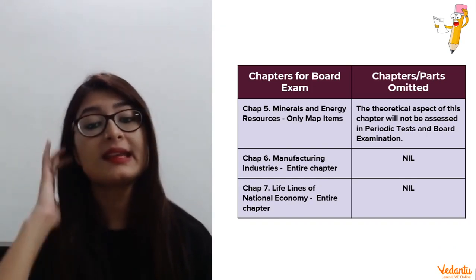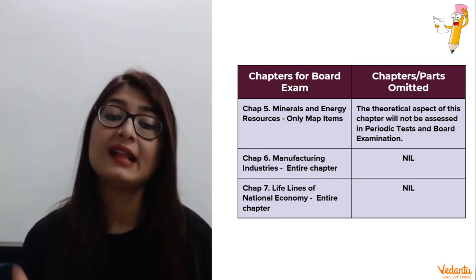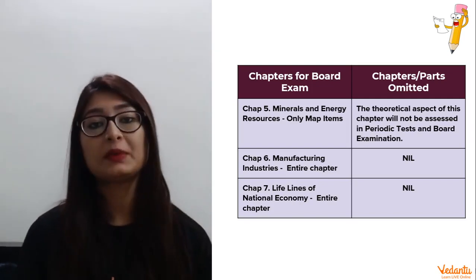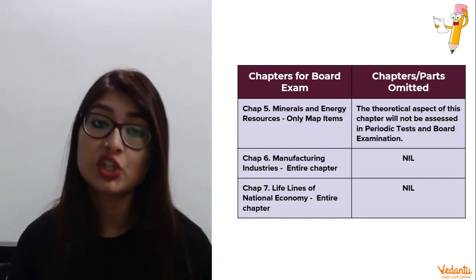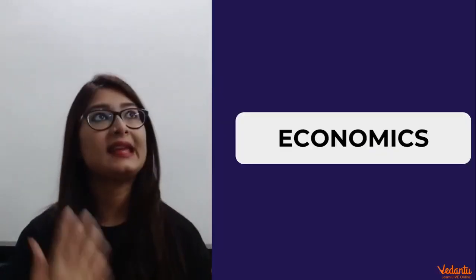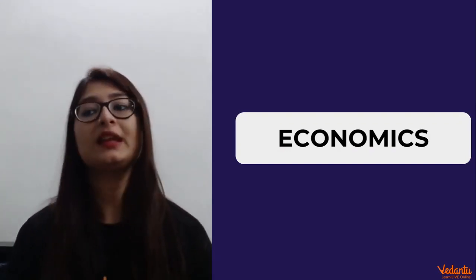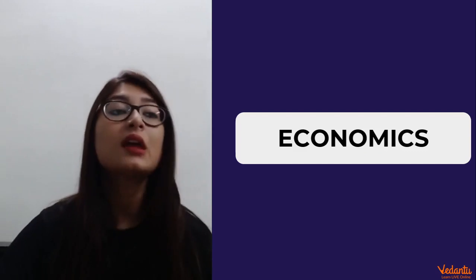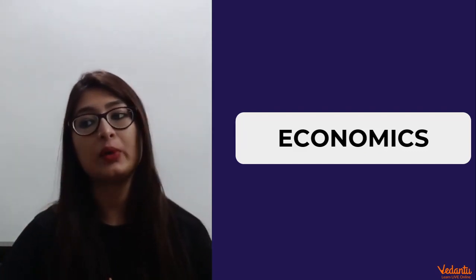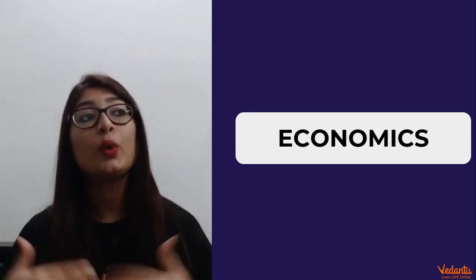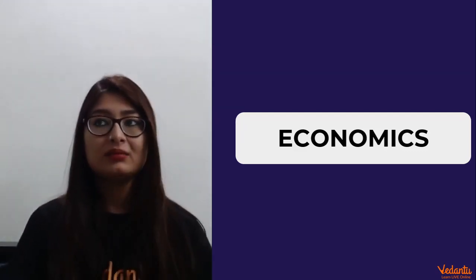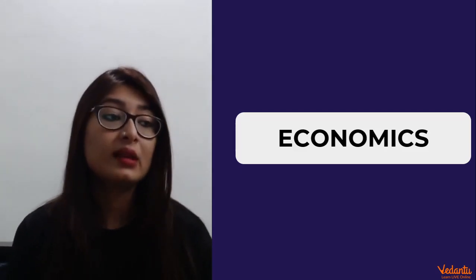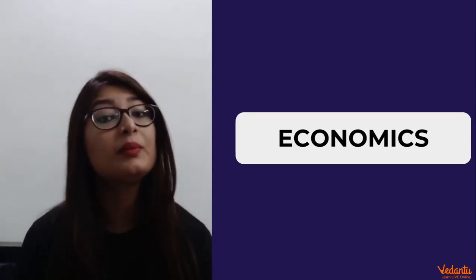For chapter 6, manufacturing industries, and chapter 7, lifelines of national economy, for both these chapters we have to prepare the entire chapter. Guys, I just want to highlight one thing over here. It does happen with us that whenever we study, we only focus on the things which assure that we're going to get a lot of marks. But that's not really the right approach. I, as a student, have always done this, and I feel it's actually a good practice.